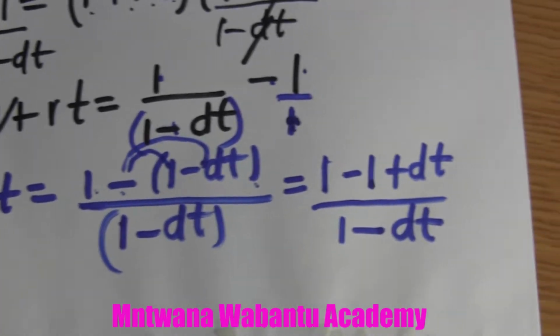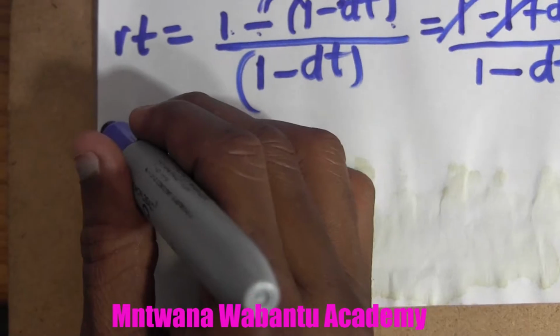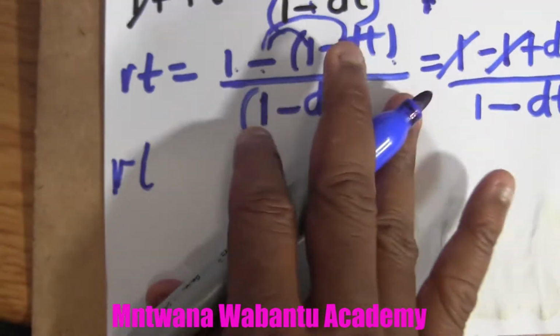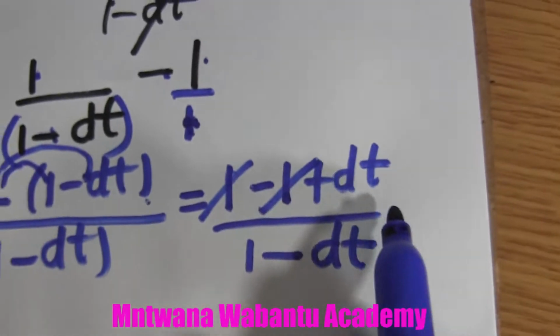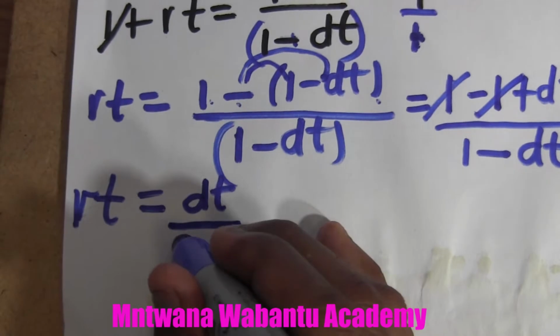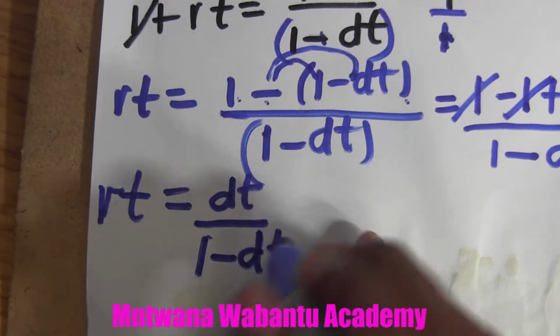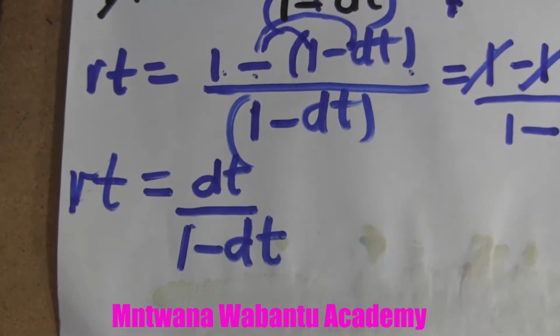So what we can do now, we say 1 and 1 is 0. So we're going to say we're left with r t equal to dt over 1 minus dt. And the next step now, we say let's make a the subject first. That's the first step.